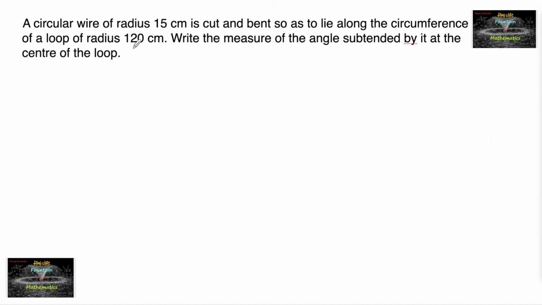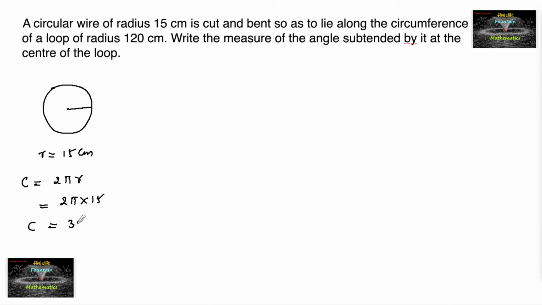A circular wire of radius 15 cm is cut and bent so as to lie along the circumference of a loop of radius 120 cm. Write the measure of the angle subtended by it at the center of the loop. So there is a circular wire whose radius is given as 15 cm, and its circumference can be taken as C is equal to 2 pi r, that is 2 into pi into 15. So circumference is equal to 30 pi centimeters.